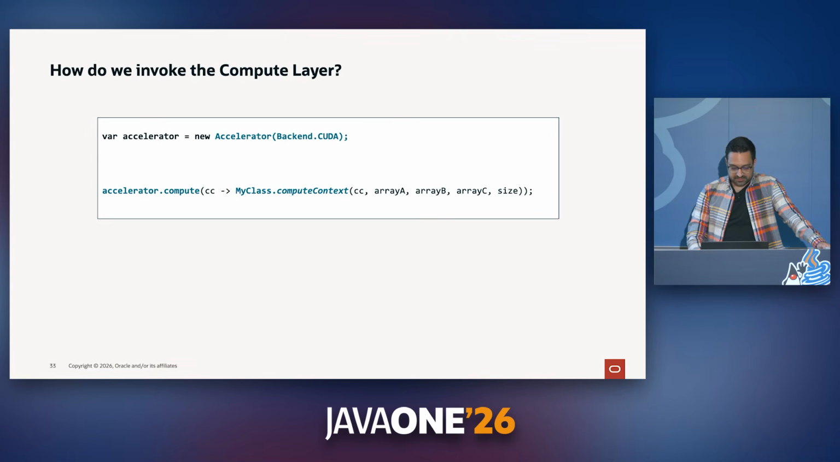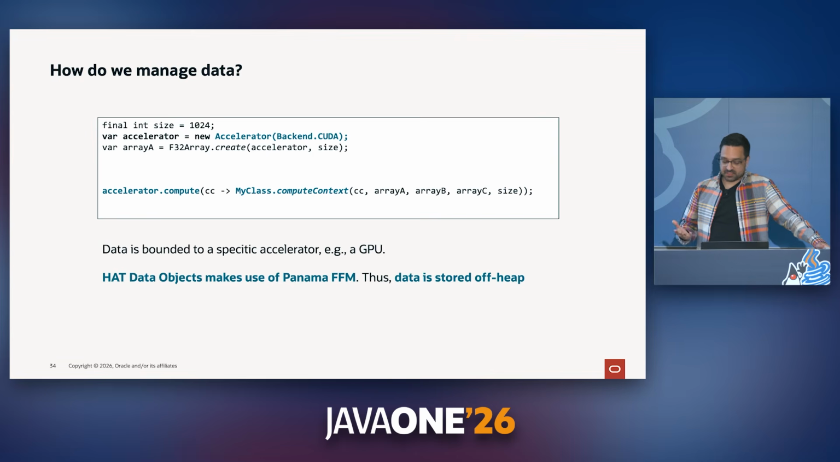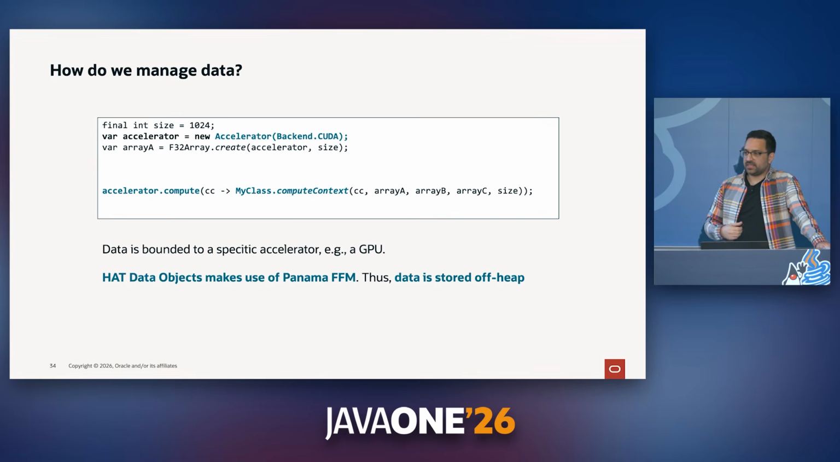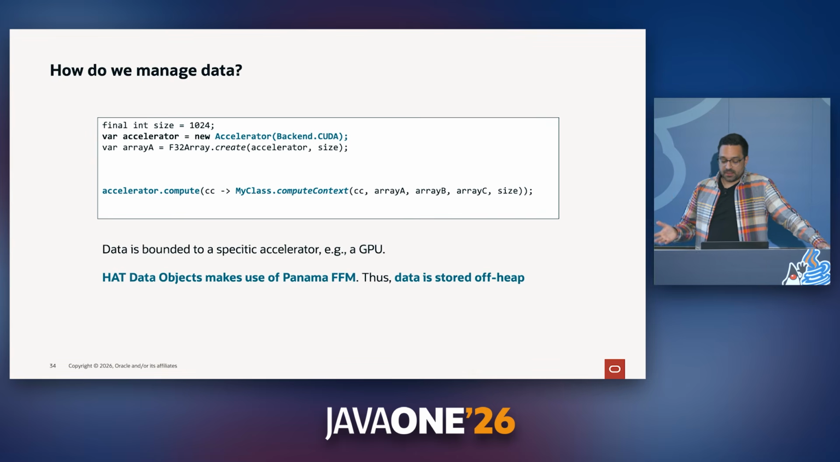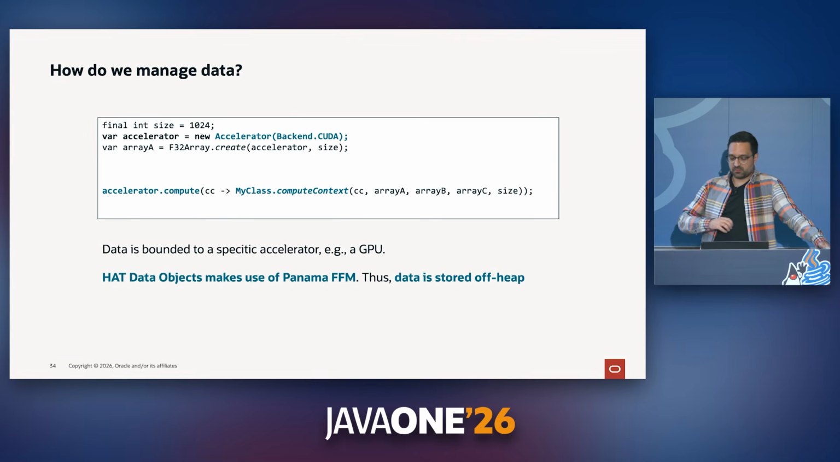And what about the data? Well, through the accelerator, we can allocate the data. HAT exposes a set of types, in this case F32, but HAT also gives you the opportunity to define your own types. More on this later. Each type has a factory method to allocate data with Panama. That data is going to be stored off heap, and it could be stored directly in the accelerator's memory if we want to. For now, it's on the host side, I mean the CPU side. But if you have a shared memory system, for example, or a discrete GPU, we could store it directly in the GPU memory.